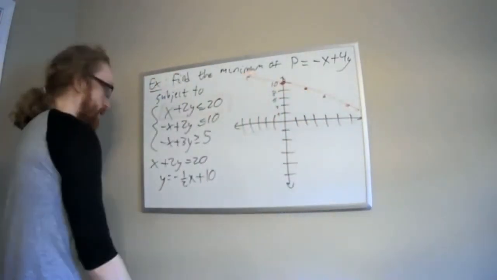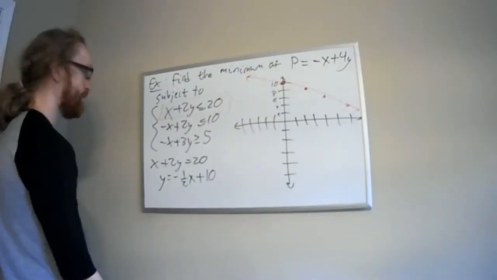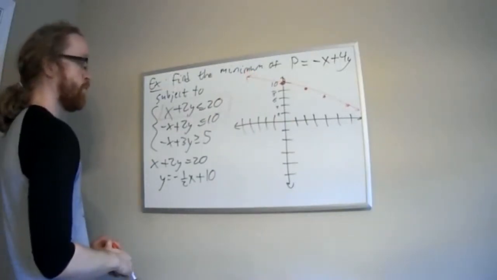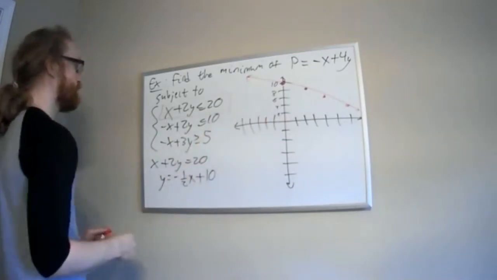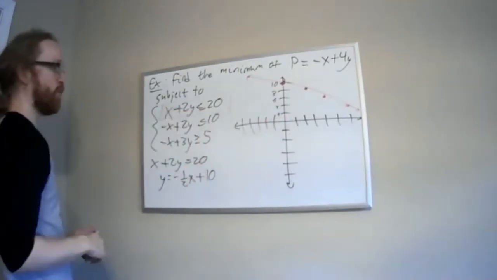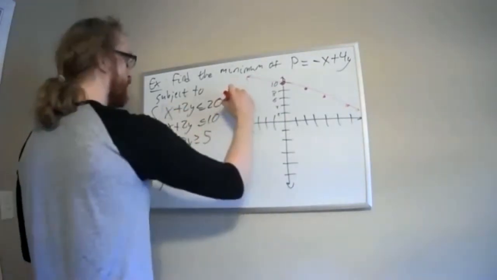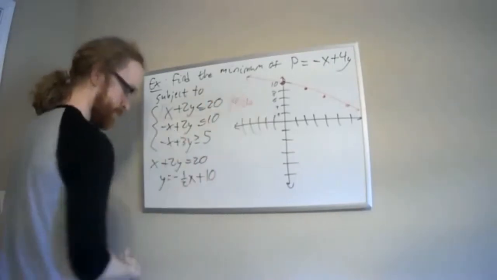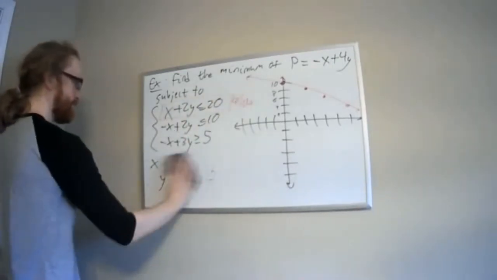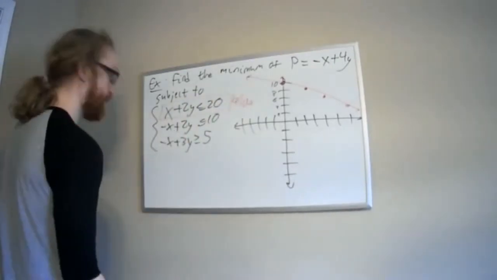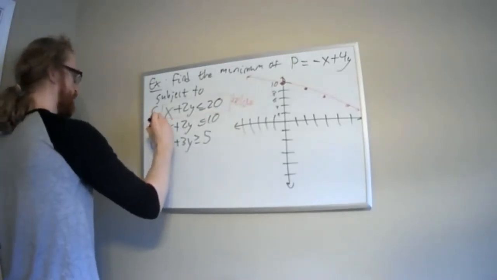Next, I'm going to shade. If you were to test a point, say the origin, 0, 0, I'll get 0 less than or equal to 20. That's true. So I'm going to shade below the red line. Okay. Next, let's take care of the second one.